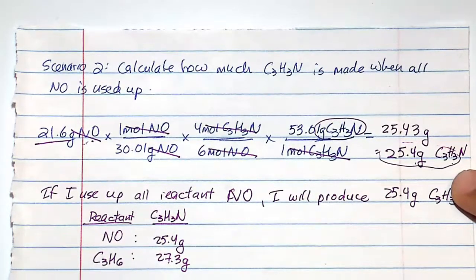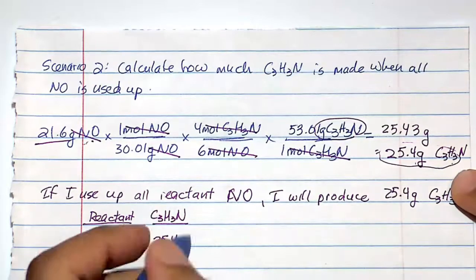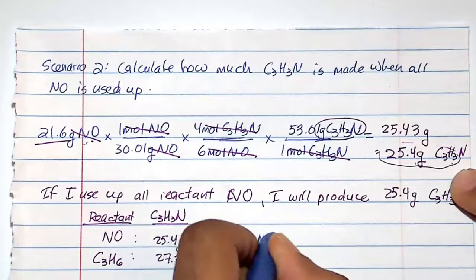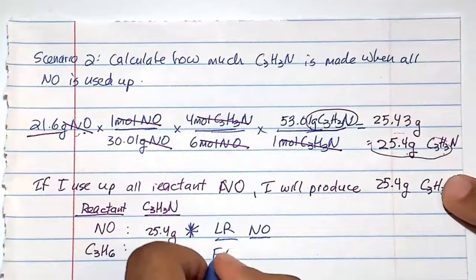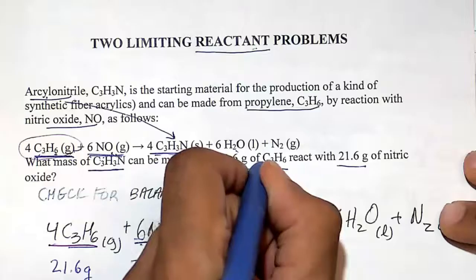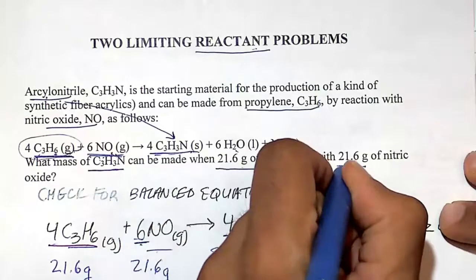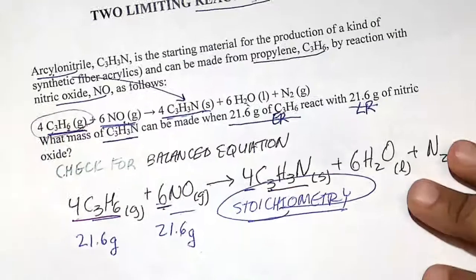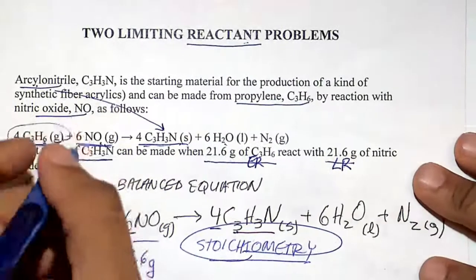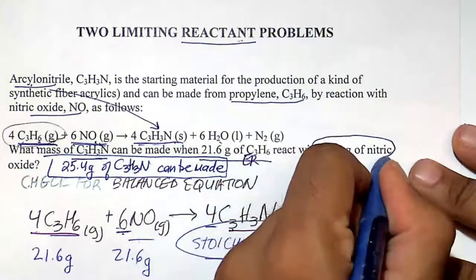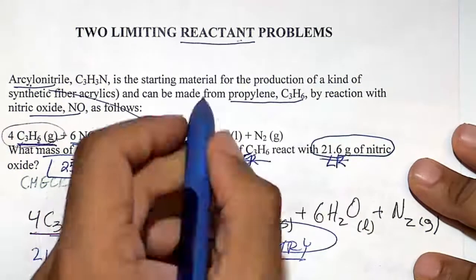So what sets the limit on how much product is produced? It's going to be this one. So our limiting reagent is actually nitric oxide. This would be our excess reagent, which is C3H6. This, as we found out, was our limiting reagent. We used stoichiometry. 25.4 grams of this can be made from utilizing all of the 21.6 grams of nitric oxide.